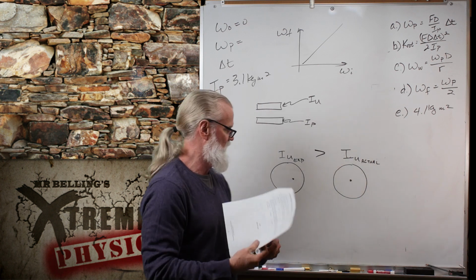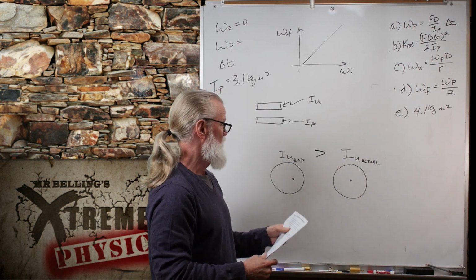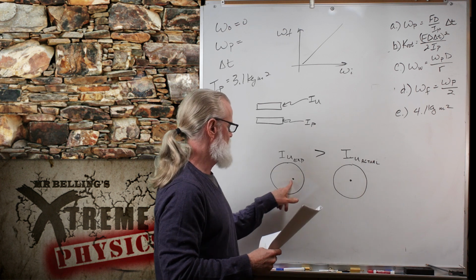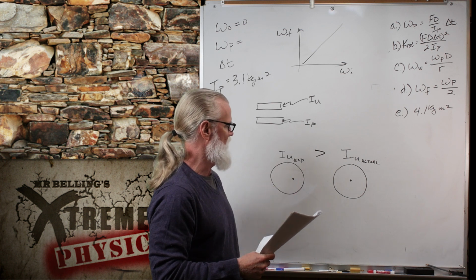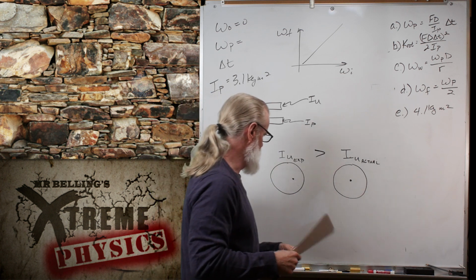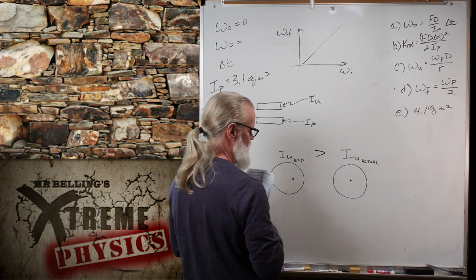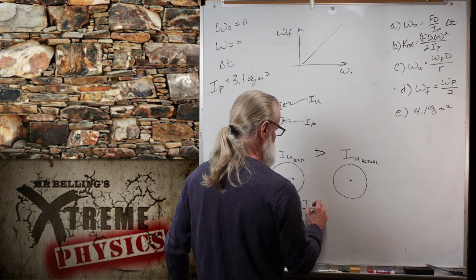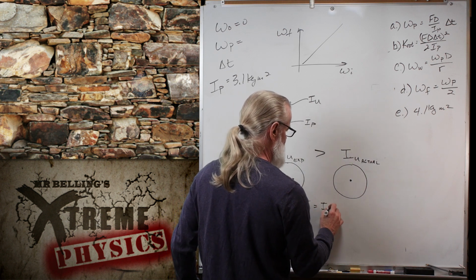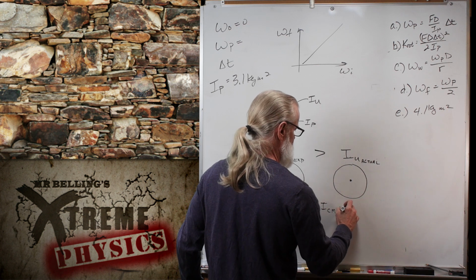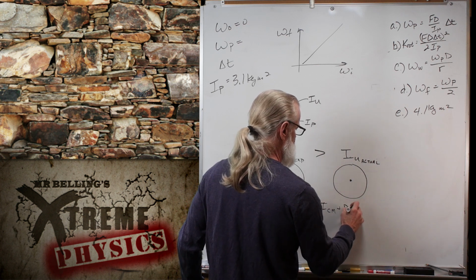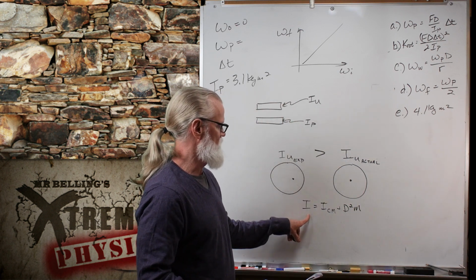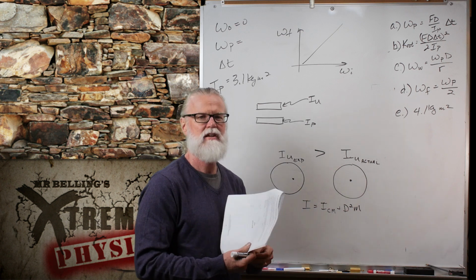Justify your answer? Well, I just justified it. I would say the moment of inertia is always lowest about the center of mass. Since this is not at the center of mass, it's going to have a higher moment of inertia. And you could even throw in the parallel axis theorem: I equals I center of mass plus d squared m. So the moment of inertia is always going to be greater when you're not around the center of mass.